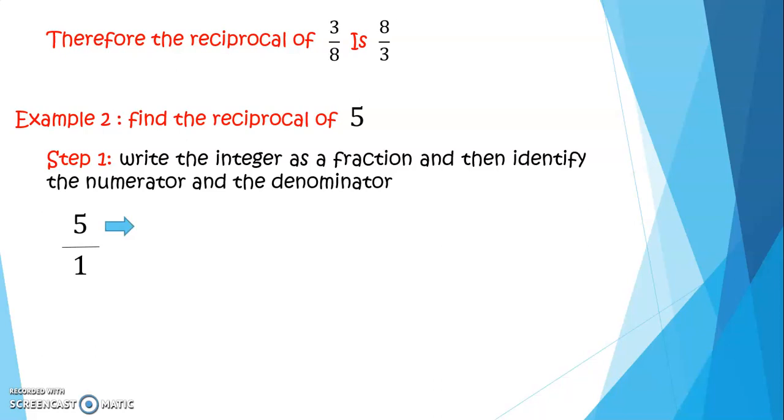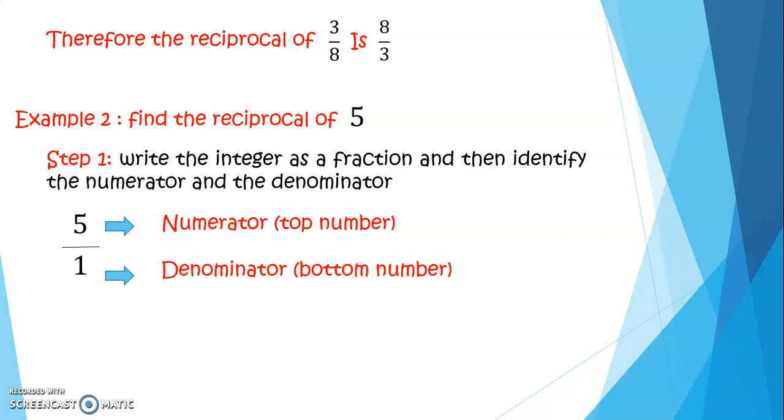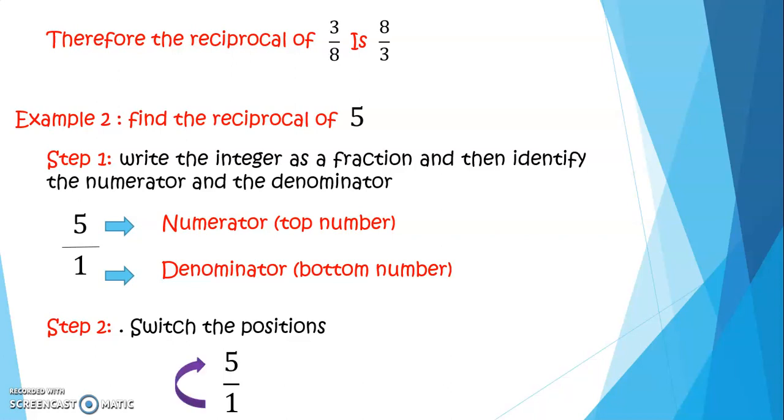We have to identify our numerator and denominator. In this case, 5 is the numerator, which is the number on the top, and 1 is the denominator, which is the number on the bottom. In the second step, the only thing we're going to do is switch the positions. So we have 5 over 1, and 1 goes to the top, becoming the new numerator for our reciprocal, and 5 goes to the bottom, becoming the new denominator. So the reciprocal of 5, or 5 over 1, is 1 over 5.